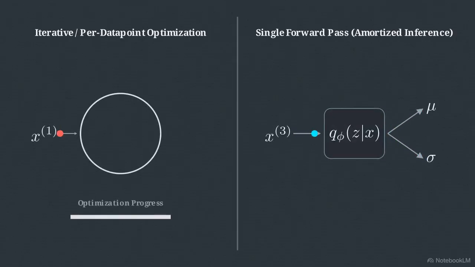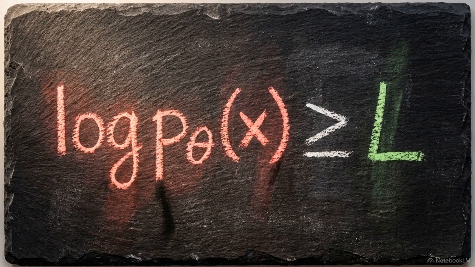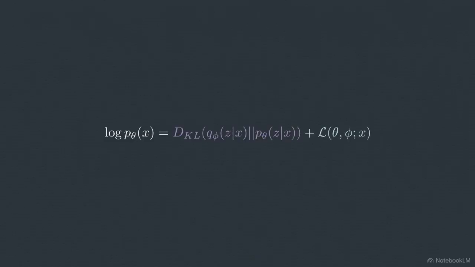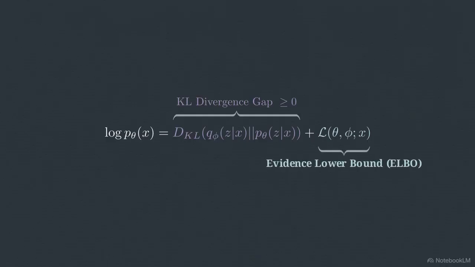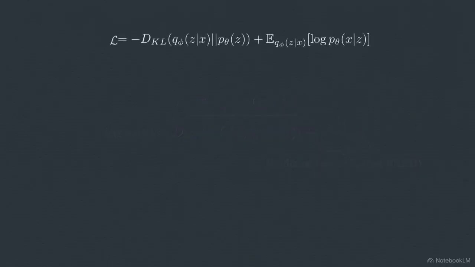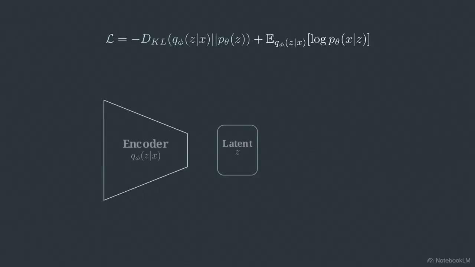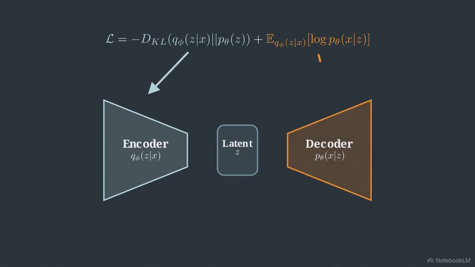By outputting distribution parameters, the system achieves amortized inference. This replaces expensive per-data point sampling loops with a single forward pass through the network. Since we cannot maximize the true marginal likelihood directly, we must optimize a tractable substitute. This identity breaks the log likelihood into a Kullback-Leibler divergence gap and a lower bound, L. Because KL divergence is non-negative, L serves as a guaranteed lower bound on data likelihood, called the evidence lower bound, or ELBO. When expanded, it reveals two terms.